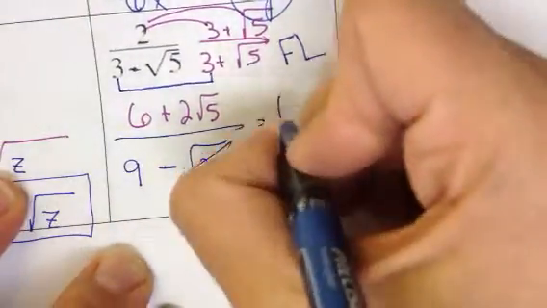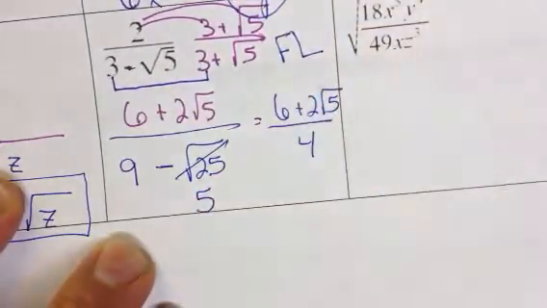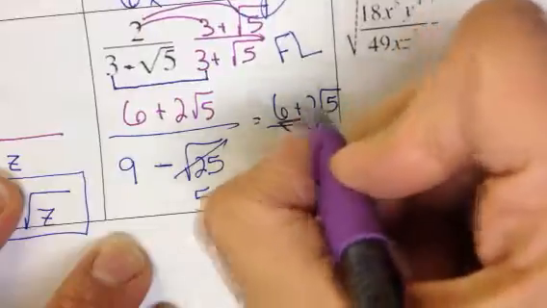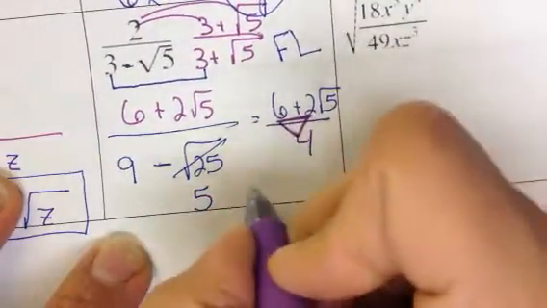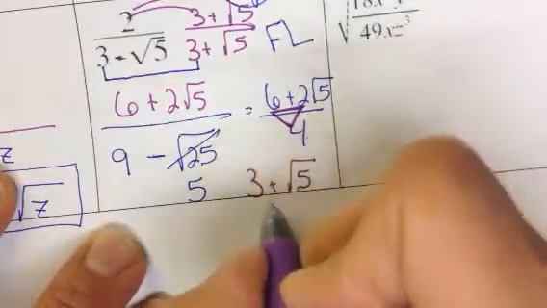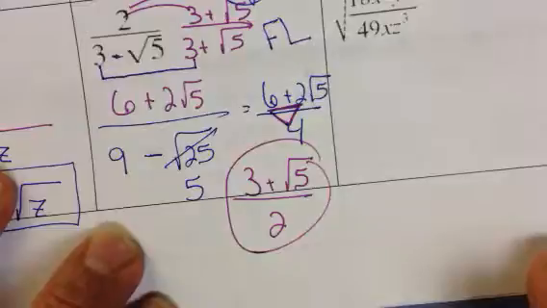So when I'm done, I'm going to have (6 plus 2 square root of 5) over 4. This is a great answer if you left it like this, but if you see this triangle that you can take a 2 out of and divide that by 2, you get 3, divide that by 2, you just have the square root of 5, and divide that by 2, and you have 2. So this is the better answer, but that one will be accepted.